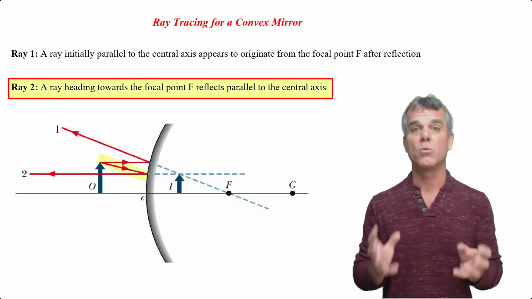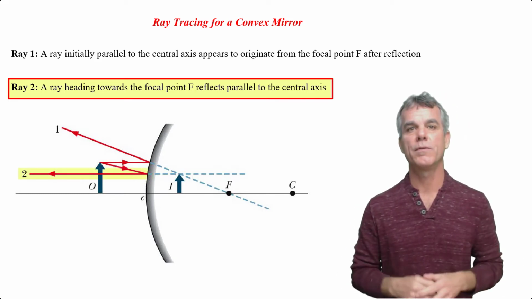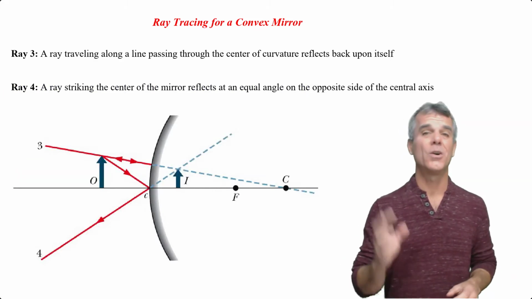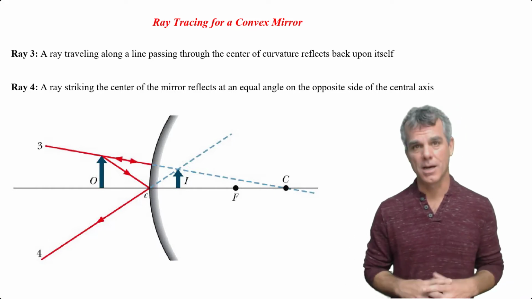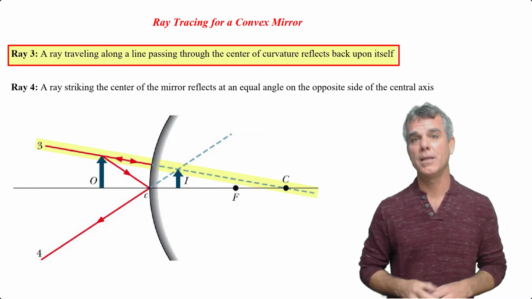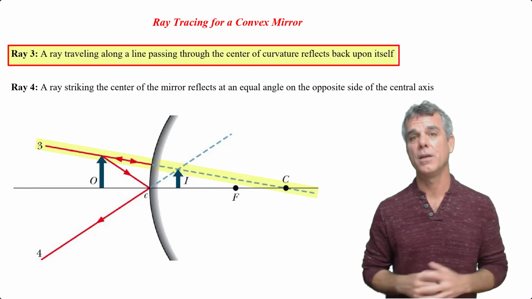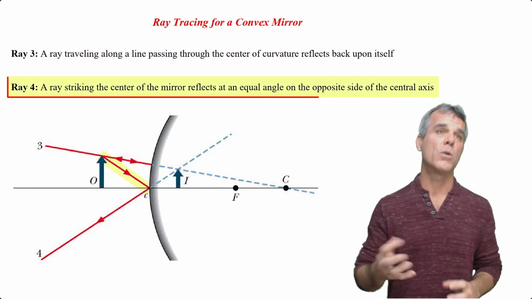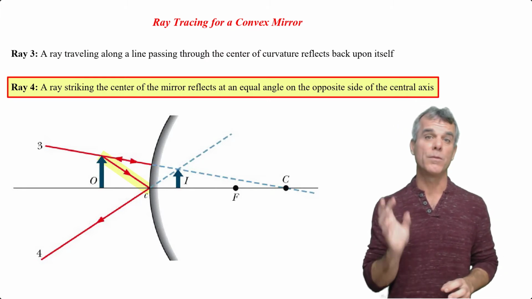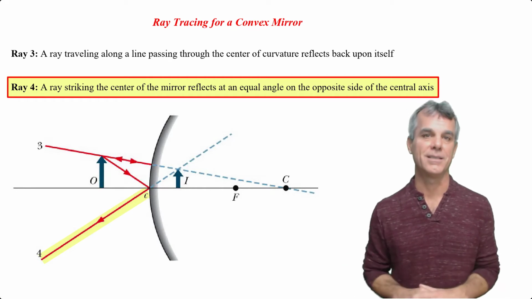Ray 2, a ray heading towards the focal point after hitting the convex mirror, will be reflected parallel to the central axis. Rays 3 and 4 are exactly the same as those for a concave mirror. Ray 3 is a ray traveling through a line that passes through the center of curvature, and will reflect back upon itself after hitting the convex mirror. And then ray 4 is a ray striking the center of the convex mirror, and will reflect at an equal angle on the opposite side of the central axis.